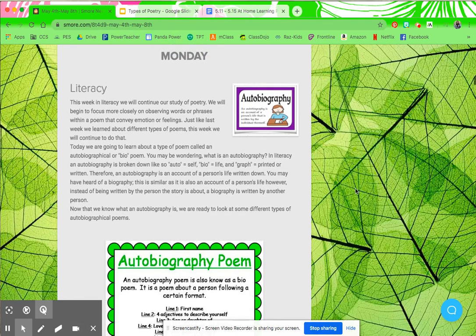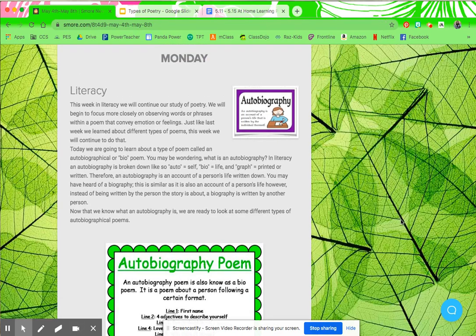Hi everyone, today it's Monday and we are going to be looking at another type of poem. This one is called an autobiography poem. This week in literacy, we're going to continue to study poetry and we will begin to focus more closely on observing words and phrases within a poem that convey emotion or feelings.